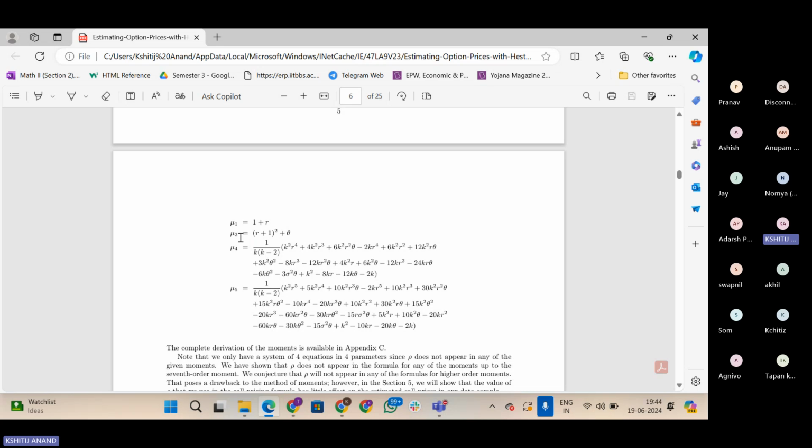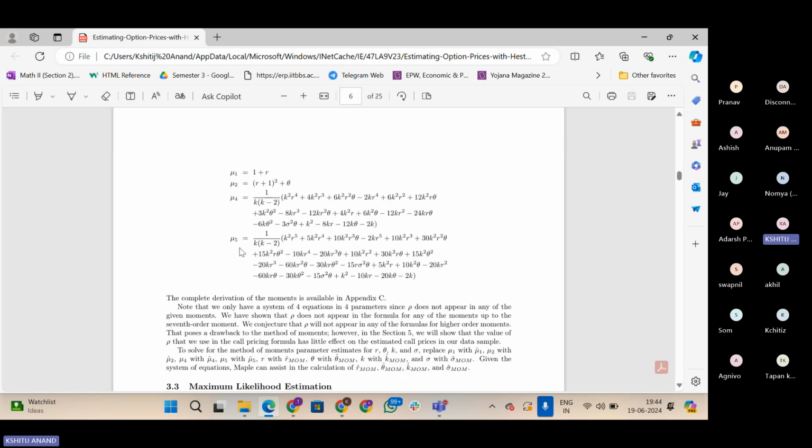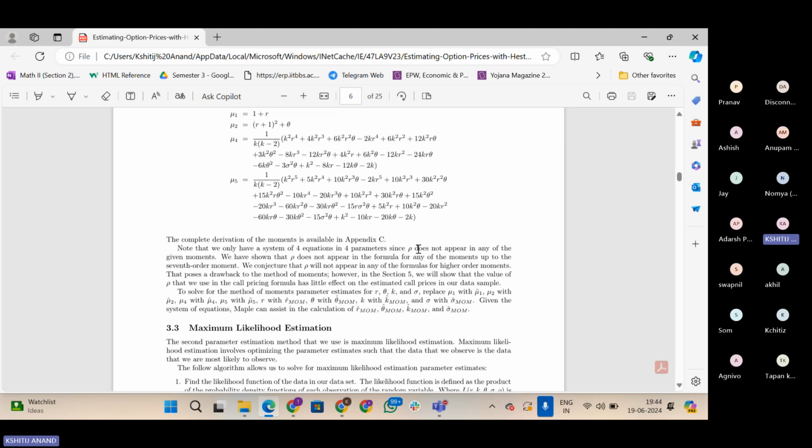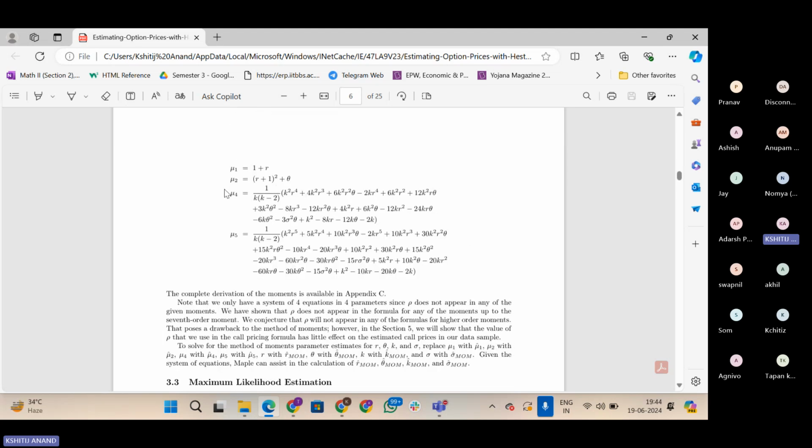Now you may ask, why didn't we calculate the third moment? Here they have provided the reason. When you calculate the third moment, this rho does not appear, so there is no point in using the third moment, right? Basically, there are four unknowns, and we have four equations, so that is why we solve these equations. Rho does not appear anywhere else, so there is no point in writing the fifth moment or the sixth moment. When you calculate the sixth, seventh, or eighth moment, you won't get rho anywhere. So the only solution you have is to estimate the value of rho.